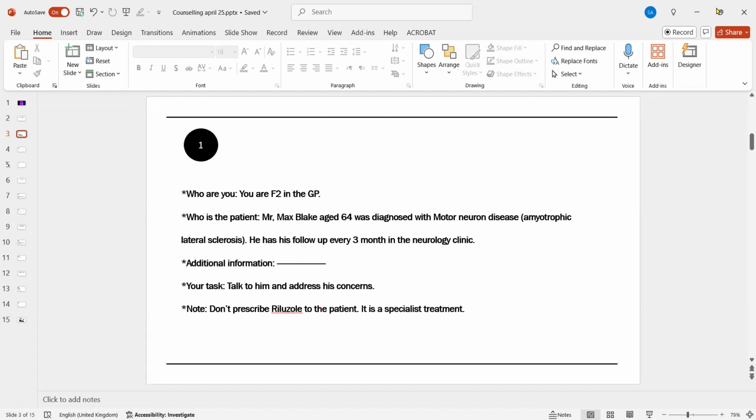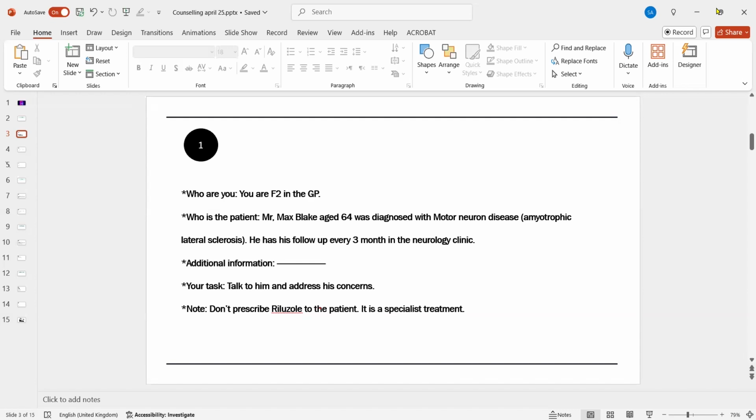I see. So, how much do you know about this drug, Mr. Blake? Well, I've heard about it, and one of my friends told me about this medication. He also has motor neuron disease, and he started on the medication, and he told me it's really good. I see. So, how is he doing now? He's doing okay. Okay, Mr. Blake. So, before I address your concern, could we have a little chat about your condition? Okay, no worries.